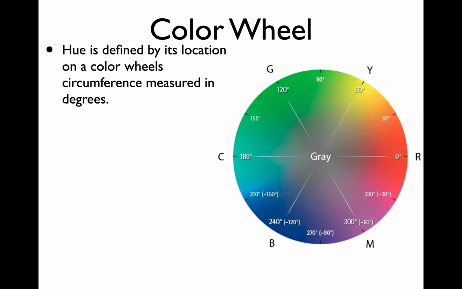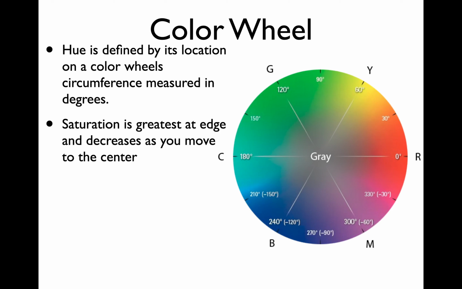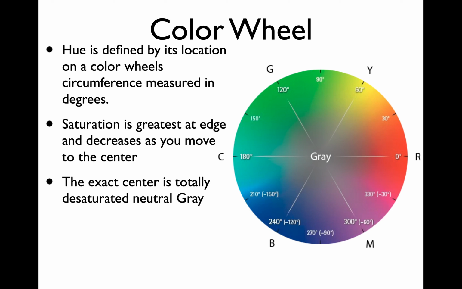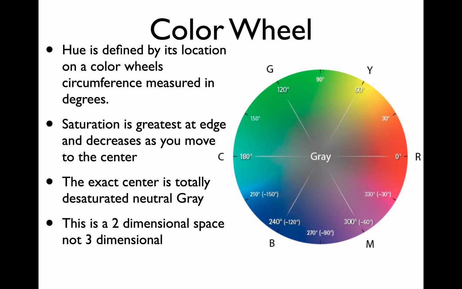Again, we've already talked about this. Hue is defined by the location around the circumference of the color wheel. Saturation is greatest at the edges, and it decreases as you move to the center. And then the exact center is totally desaturated neutral gray. This is a 2-dimensional space, not 3-dimensional. This is missing brightness. This has hue and saturation, but it does not have brightness.